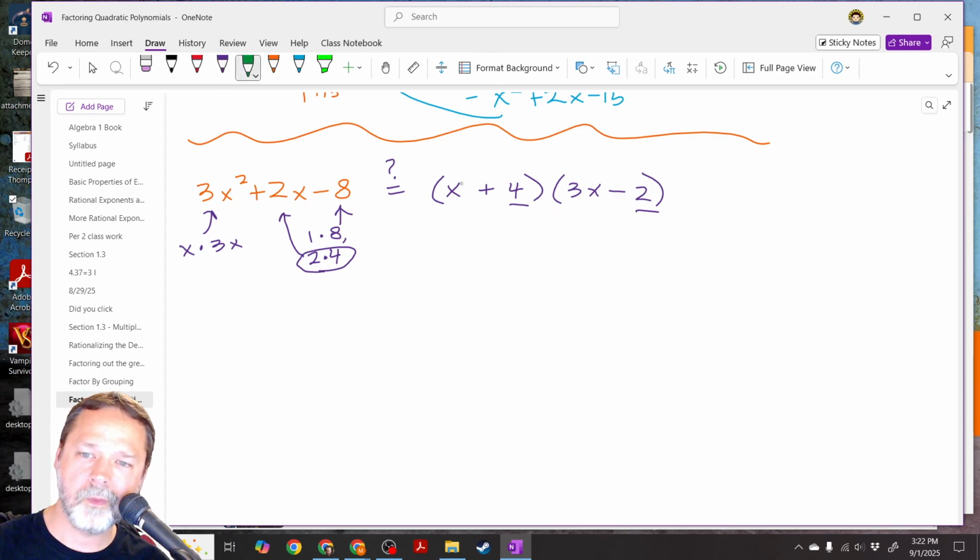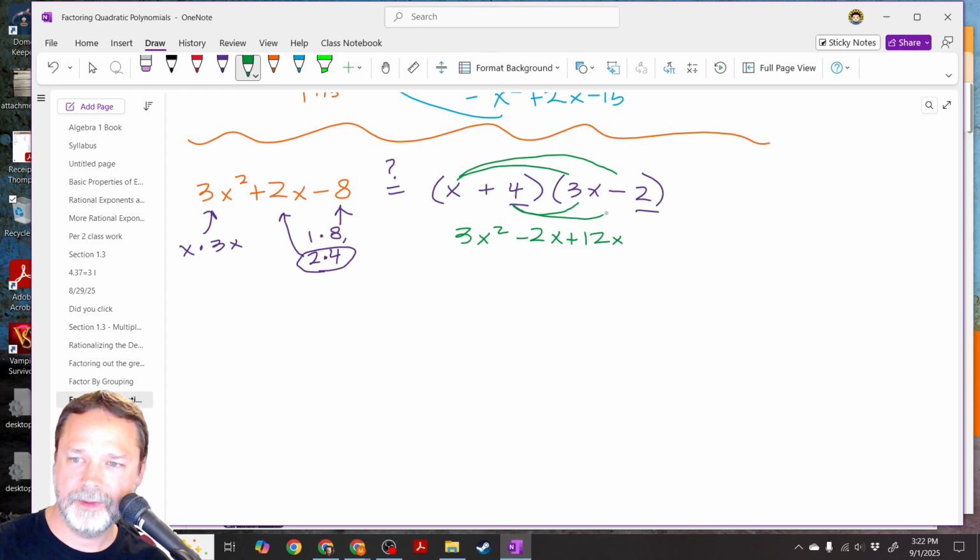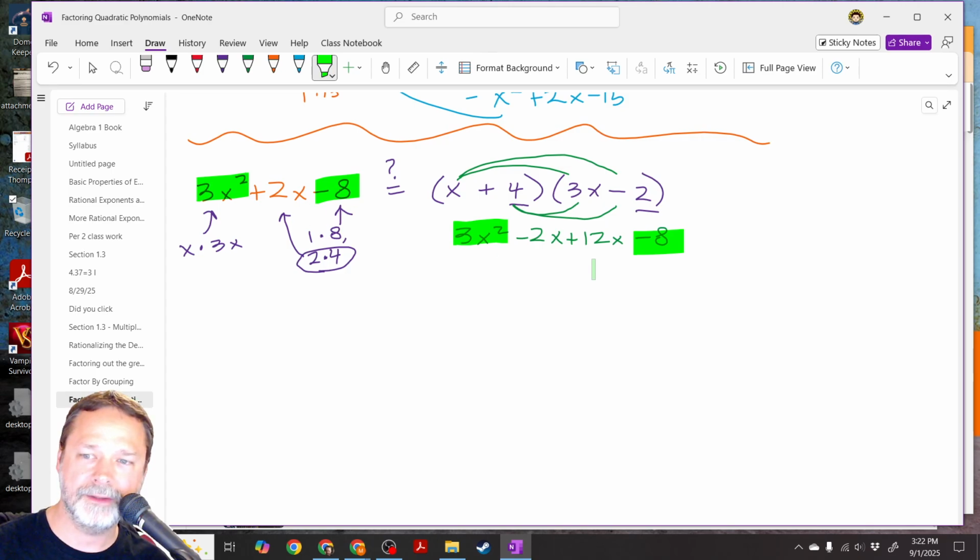All right. So x times 3x, 3x squared. Looking good. X times negative 2, negative 2x. 4 times 3x is 12x. And then 4 times negative 2 is negative 8. So how am I doing? Well, the first term is right. The last term is right. We're always just worried about that middle term. Did we get it? We did not. If we add these two up, we get 10x. Okay, so that didn't work.